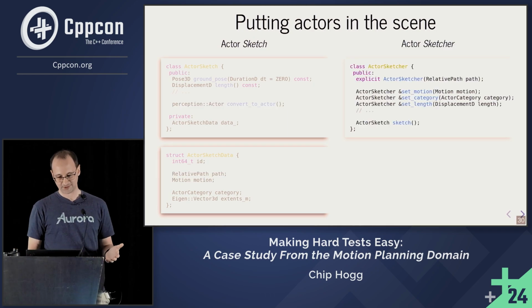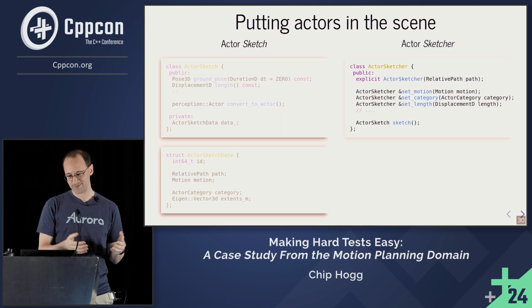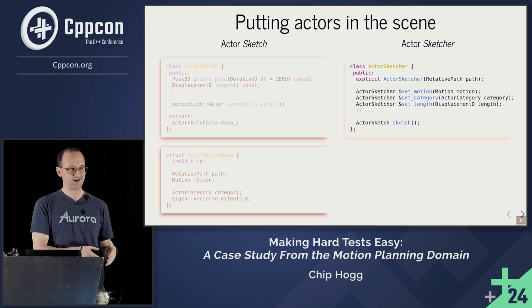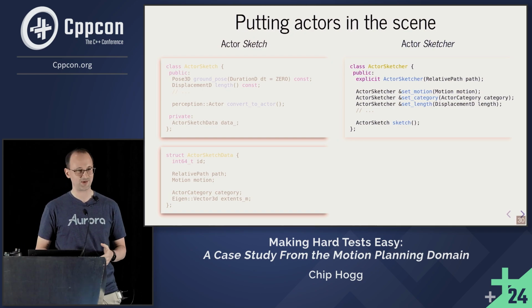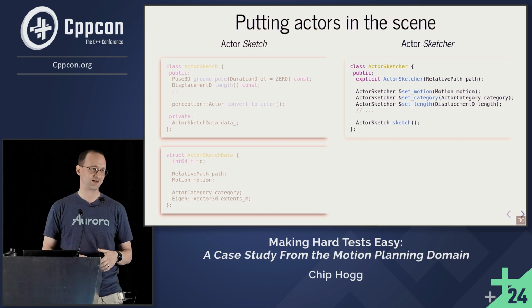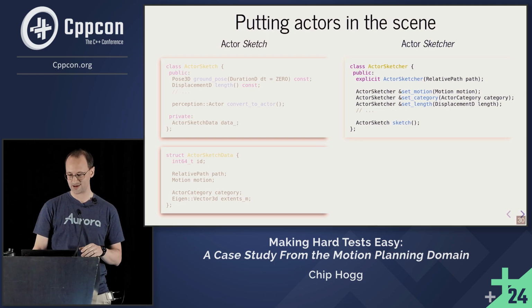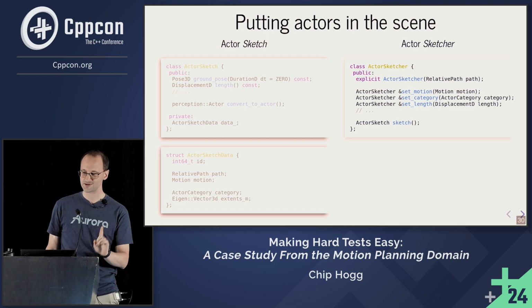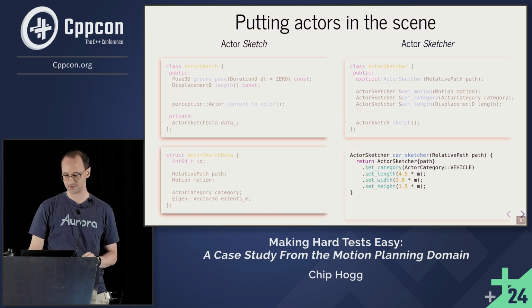The way that we make the actor is with an actor sketcher. I'm not as creative as I'd like to think. So it's going to take the kinds of things that you might expect. We got a relative path, just like before. You can set the motion, you can set the category, length, width, height, all that kind of stuff. This is okay. It's a little bit verbose. This is not what we want to use in end user code.